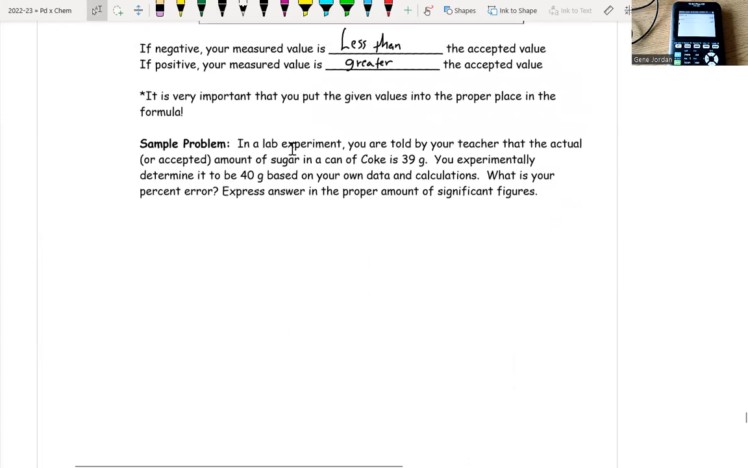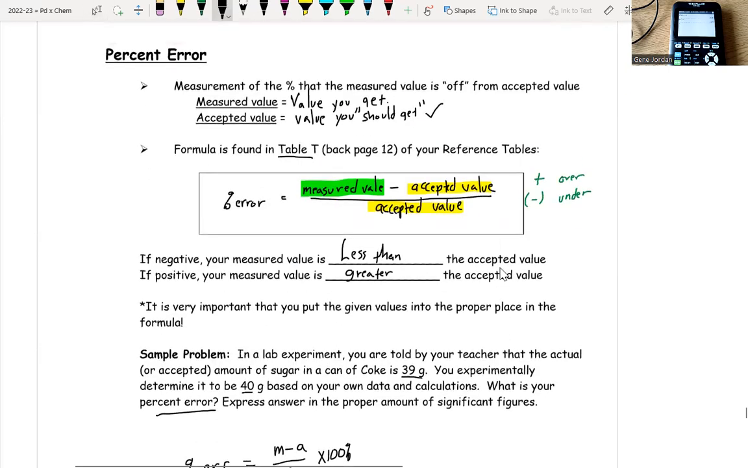Let's take a look at the sample problem. In a lab experiment, you were told by your teacher the actual value of sugar in a can of Coke is 39 grams. Experimentally determined to be 40 grams. Based on your own data and calculation, what is the percent error? So it's pretty straightforward. What you're going to do is say percent error. Now I'm going to abbreviate a little bit here: m minus a over a. And then to actually get it in percent form, we're going to multiply by 100%. That's something I didn't do up here. In the formula, you need to have the 100%. You multiply this by 100 so that it converts it to a percent.